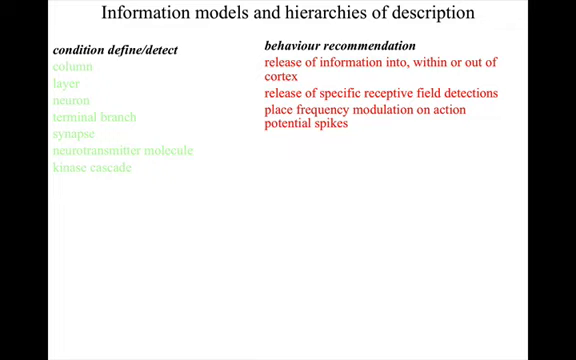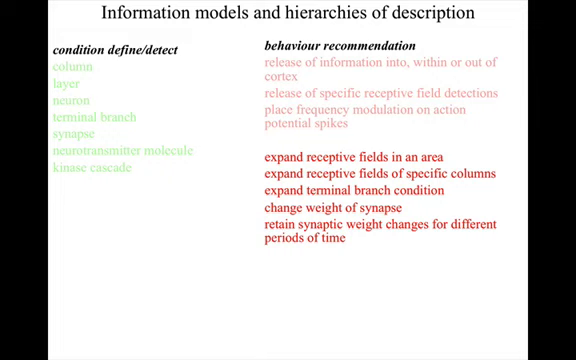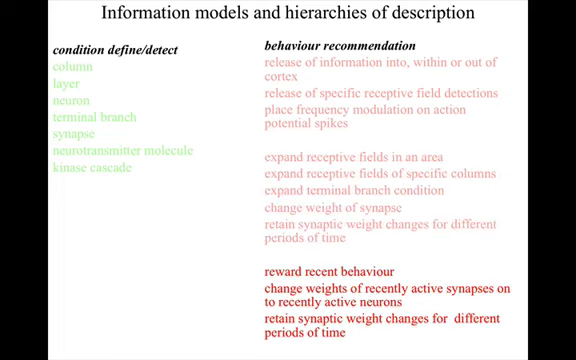outputs of specific neurons. A second general type of behavior recommendation is in favor of changes to receptive fields and conditions, again on different levels of detail, from expanding receptive fields across an area to changing the weight of a synapse, or even more detailed chemical levels. And the third type is changes to the recommendation weights in favor of behaviors. And again, we can describe the processes on different levels in the same information terms.